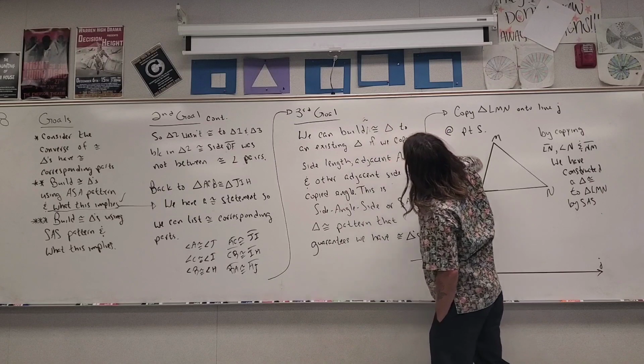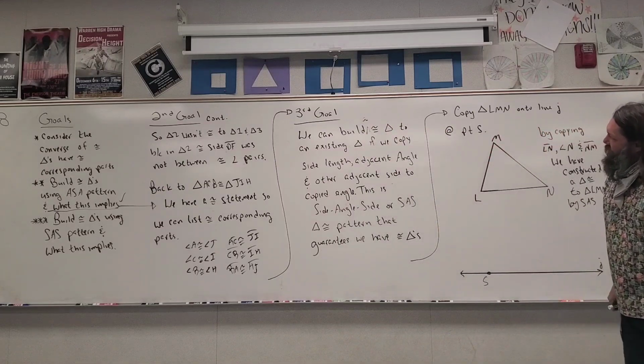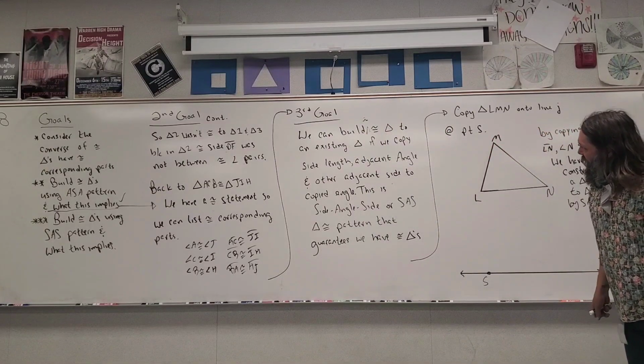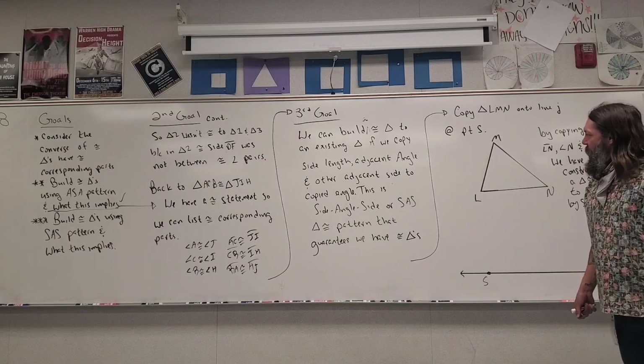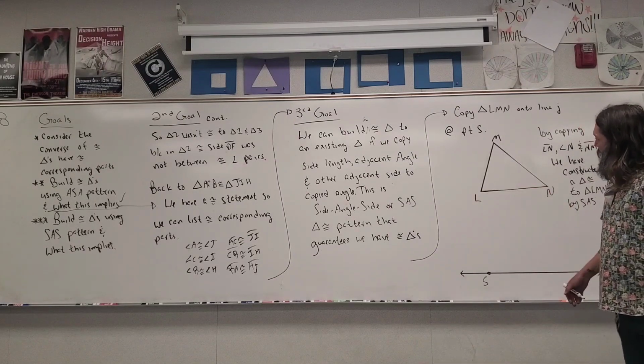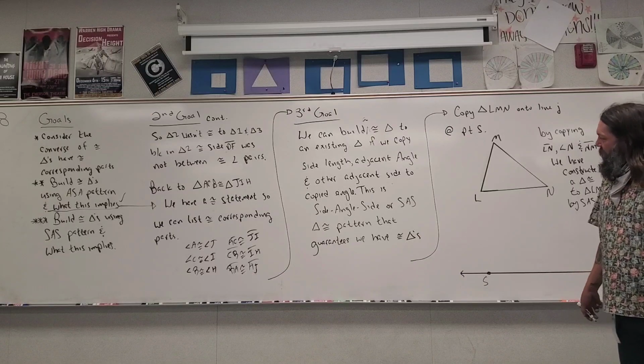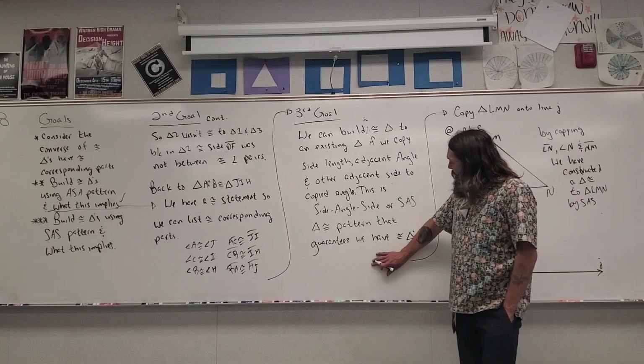We can build a congruent triangle to an existing triangle if we copy a side length, adjacent angle, and another adjacent side to the copied angle. This is the side angle side, or SAS, triangle congruent pattern that guarantees we have congruent triangles.